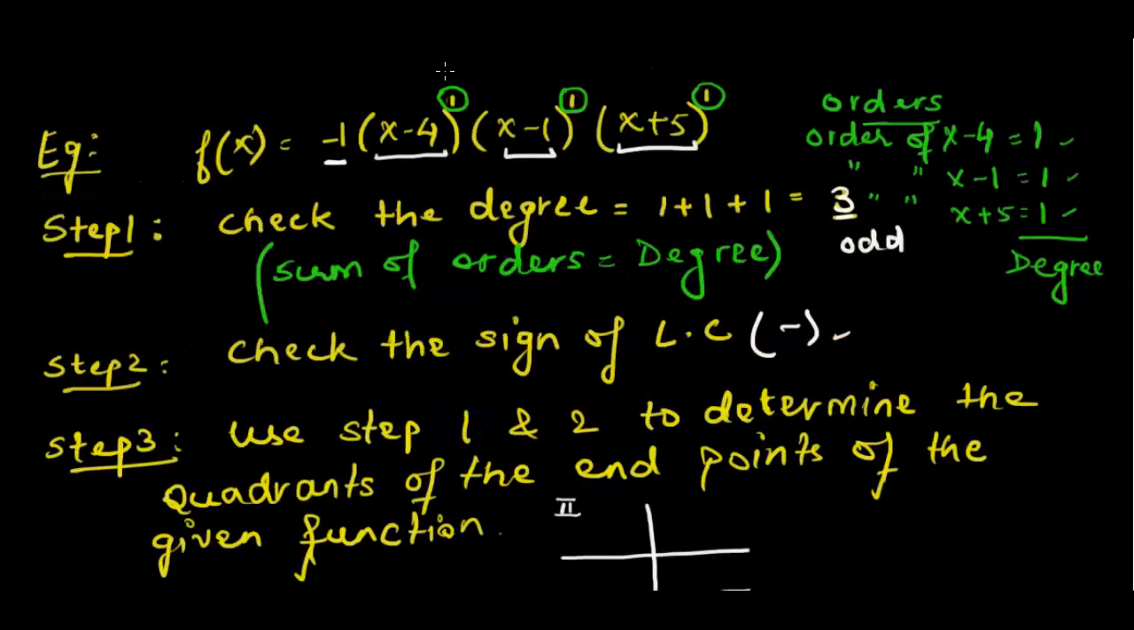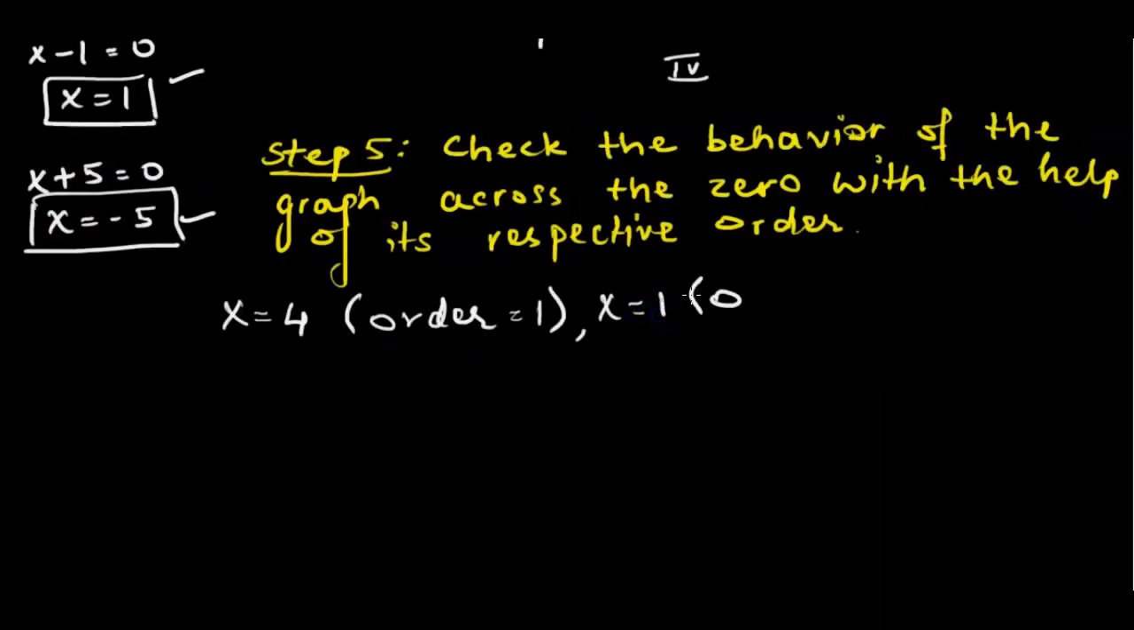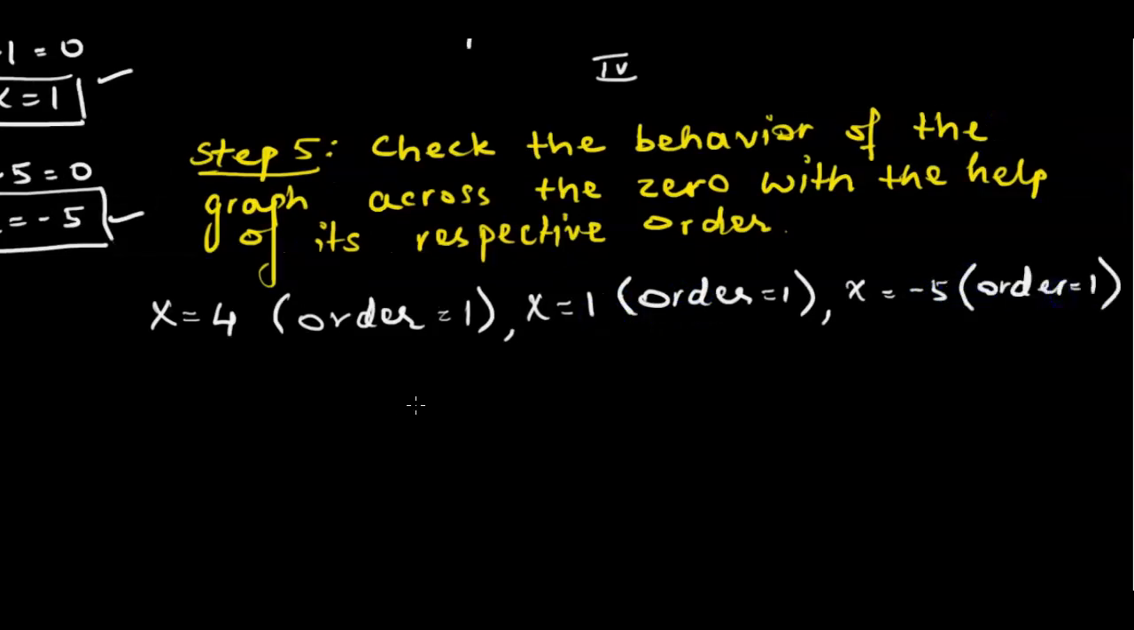And we already know orders are these powers. So when x is 4, order is 1. Similarly, when x is 1, order is again 1. When x is -5, order is again 1.